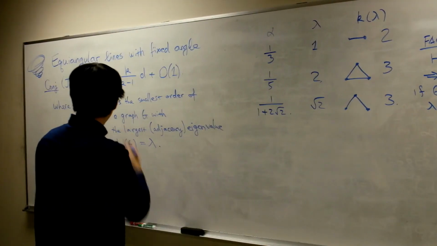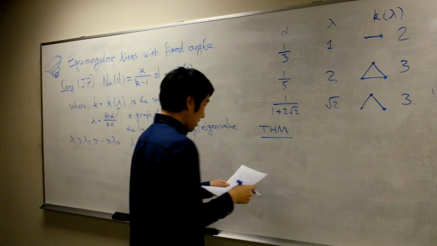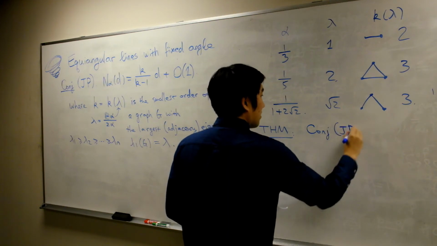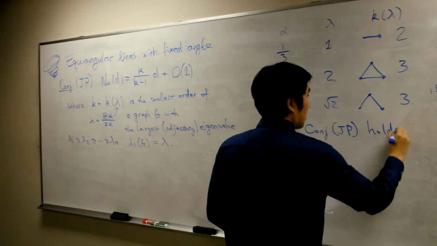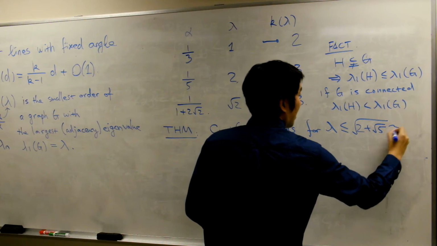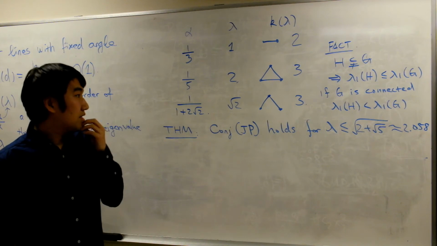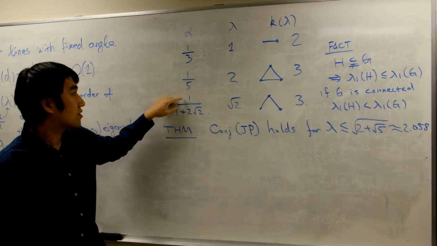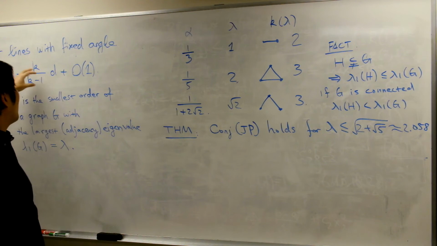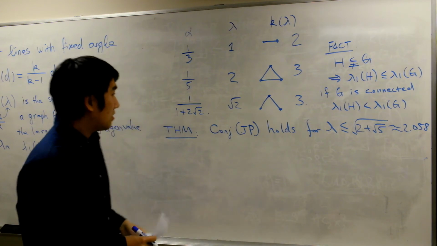And of course, Polyanskii and I proved something. Okay. So we proved that this conjecture holds for all lambda at most 2 plus root 2 plus root 5, which is approximately 2.058. Okay. In particular, we can show that if alpha is equal to this number, 1 over 1 plus 2 root 2, the function behaves like 1.5 times d plus big O of 1.